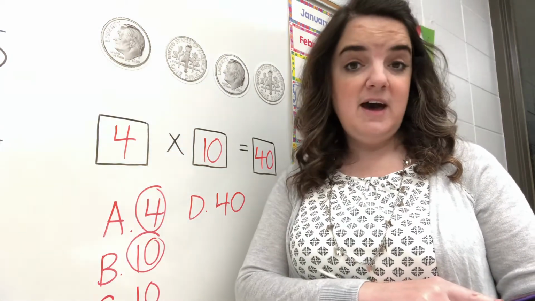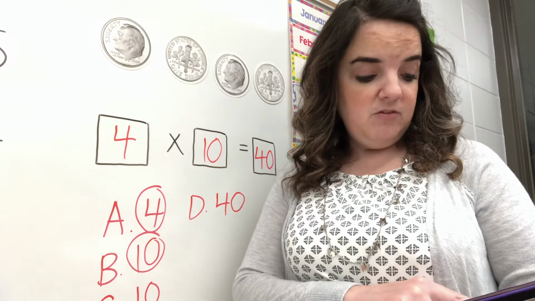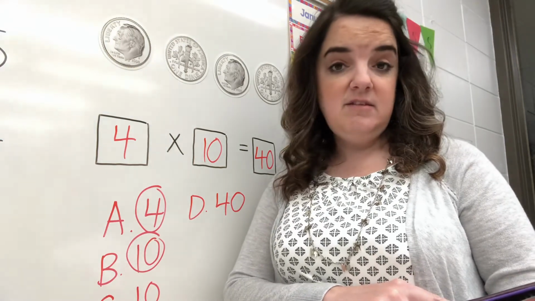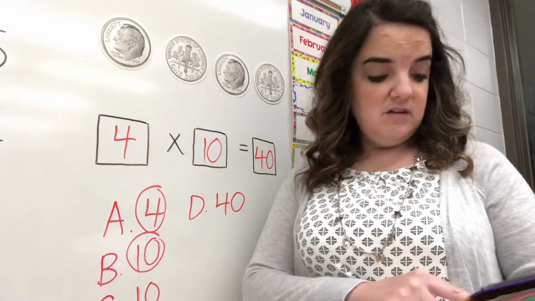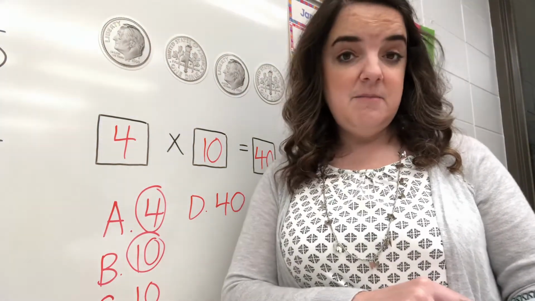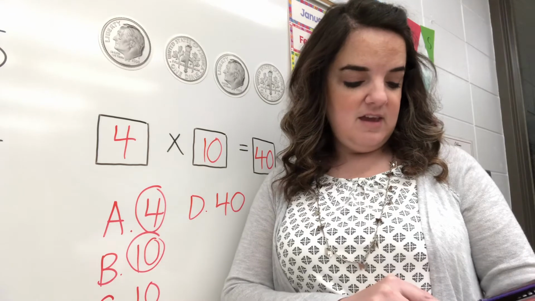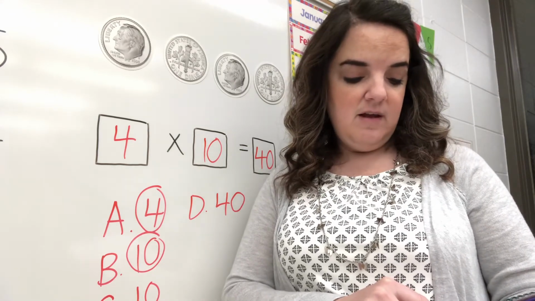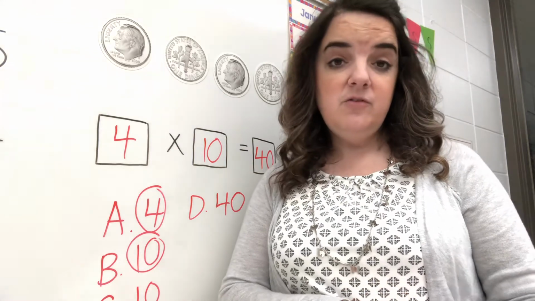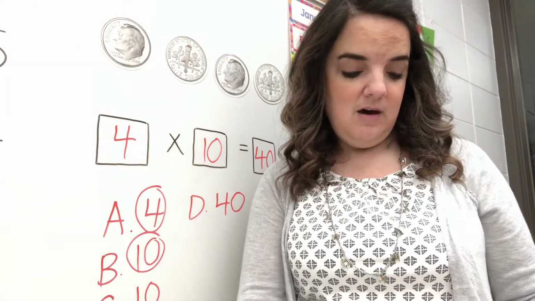Box A is 5 plus 7. Box B is 12 minus 8. Box C is 6 plus 6. Box D is 9 minus 5. Box E, 8 minus 4. And box F, 9 plus 4. Okay? All right.